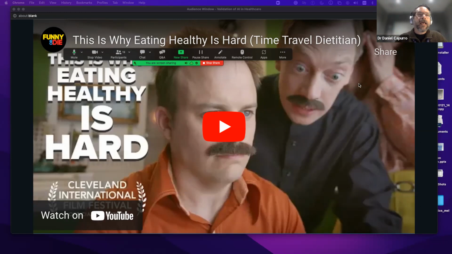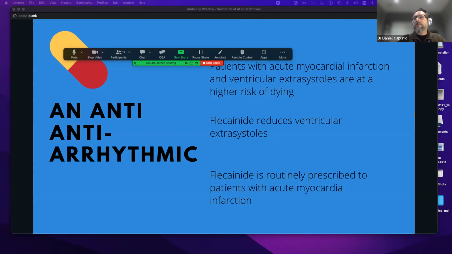Then he comes back and says it's not the beef, it's the carbohydrates. And then he comes back and tells him again, it's not the carbohydrates, it's the amount of exercise. Then he comes back again and tells him it's not any of that, it's genetics. So it's this idea that we keep changing our recommendations on what we should and shouldn't be doing in terms of healthcare. And that is the baseline for our cautionary tale.